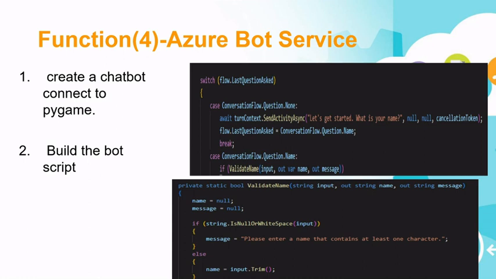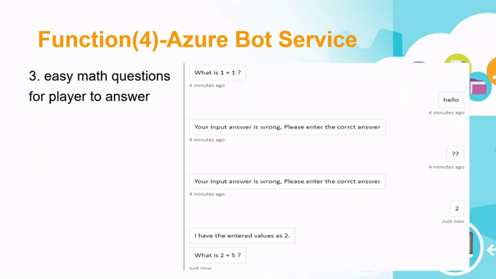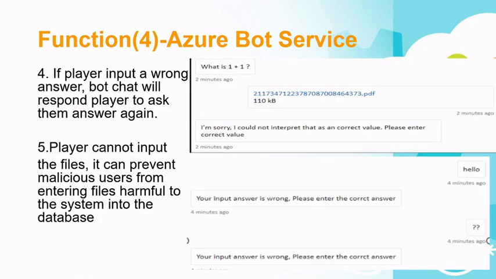Function Azure Bot Service. We can use this function to create a chatbot connected to the Pygame. Building the bot script is our main target. When we create an Azure Bot Service, we can build the bot script. Doing so, we can design the questions and answers for the bot script, and we create easy math questions for players to answer, in case our user target is the P1 student.